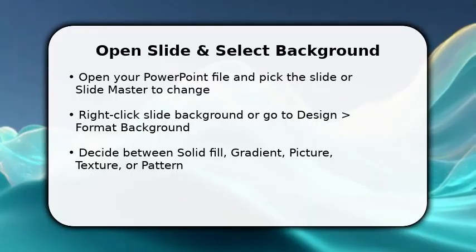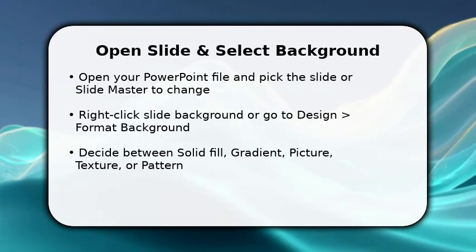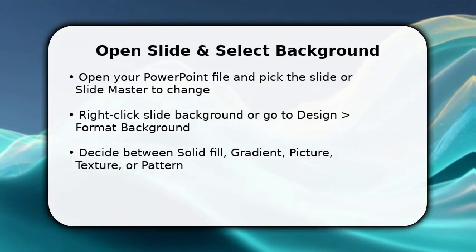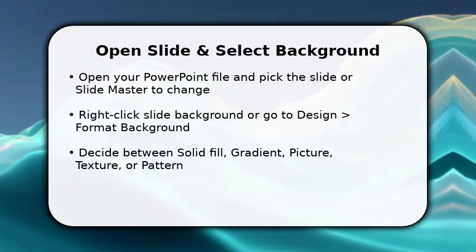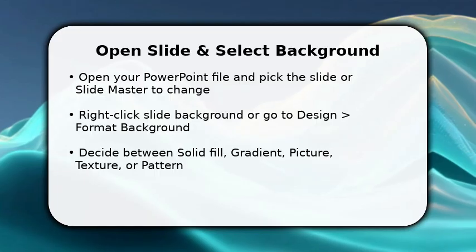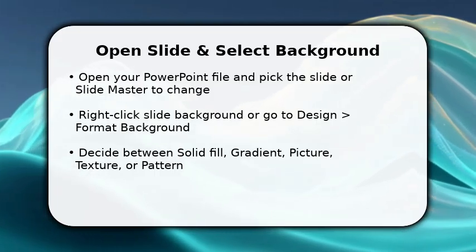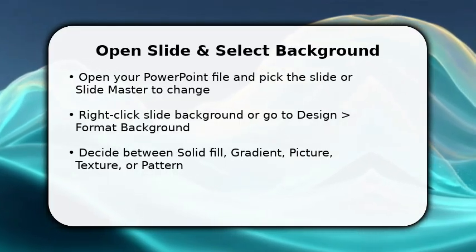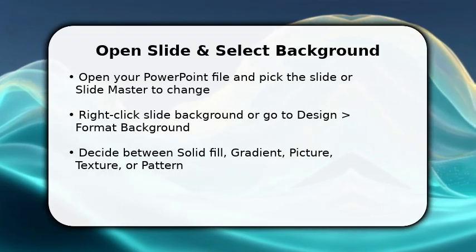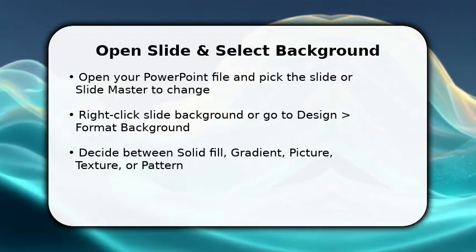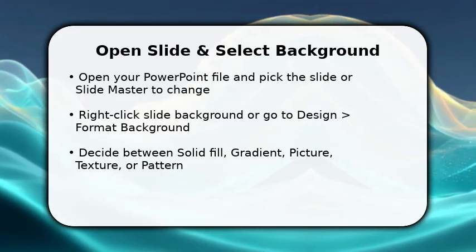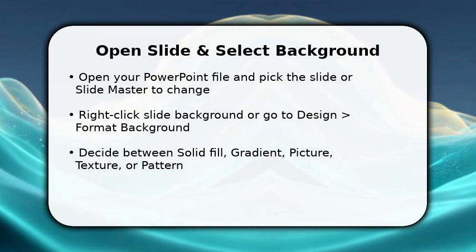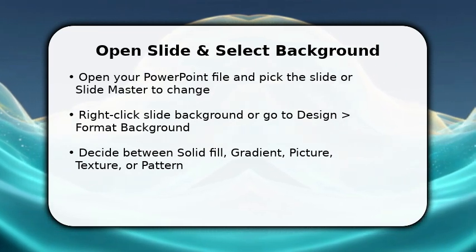Please enjoy the video. You start by opening the presentation and selecting the exact slide or slide master you want to alter. Once selected, right-click the background or choose Design then Format Background to open controls. You do this because slide level versus master level changes affect all slides differently. Masters apply globally. Make sure to pick the fill type, solid, gradient, picture, texture, or pattern, so you can control contrast for text. This first step gets you into the settings where color choices and previewing happen immediately.